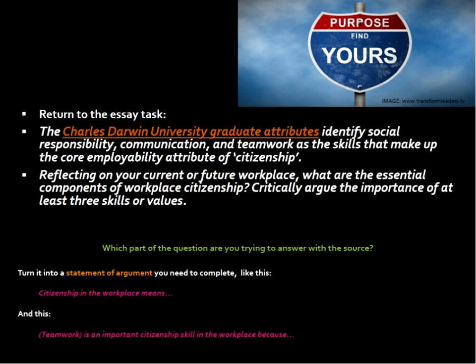So just keep your focus on reflecting on a workplace that may or may not be your current one, your future one, or a potential one that could happen. You're thinking about the essential components of workplace citizenship, not all the peripheral ones. There are loads and loads of things that make up citizenship. You're thinking about the essential components, and you're looking at least 3 of those. And already, as we've said, we've given you an example of 3 of those by giving you that blurb at the beginning, which says social responsibility, communication, and teamwork.